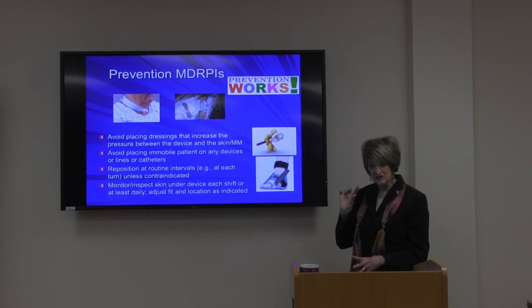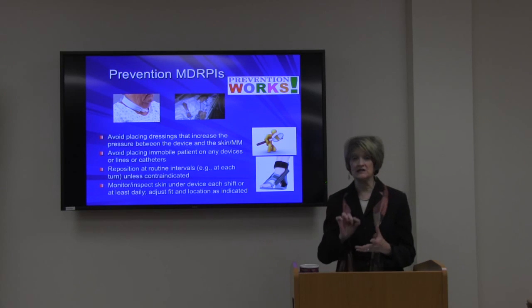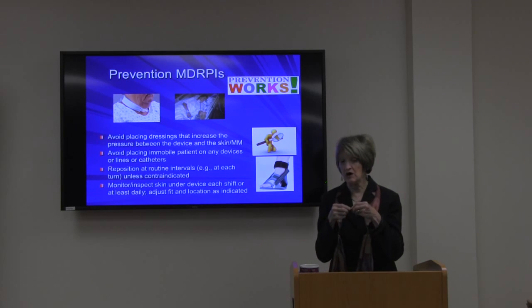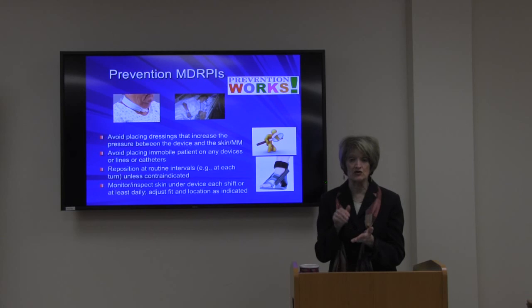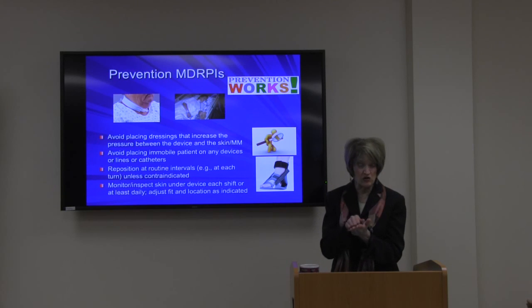If you're going to place a dressing between a device and the skin, so let's say you're going to put a dressing under a trach, under a PEG tube, you want to make sure that there's room for that dressing. If there's not room and you cram the dressing under the trach, or around the trach or around the PEG tube, then you're just adding to the pressure.